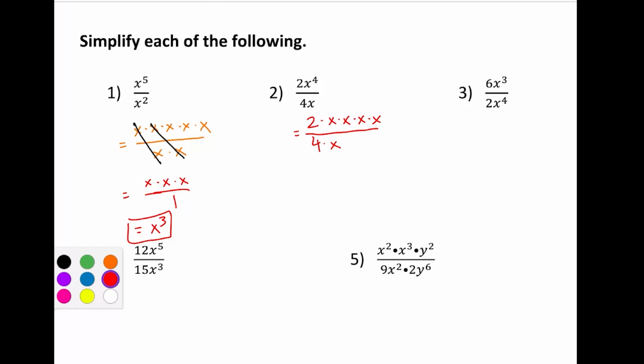2 divided by 4, we can reduce that to 1 over 2. Okay, 2 over 4 is the same as 1/2. And then we have 1 pair of x's that we can cancel out. So that would leave me with 3 x's on top, no x's on the bottom. So this is going to be x cubed divided by 2.